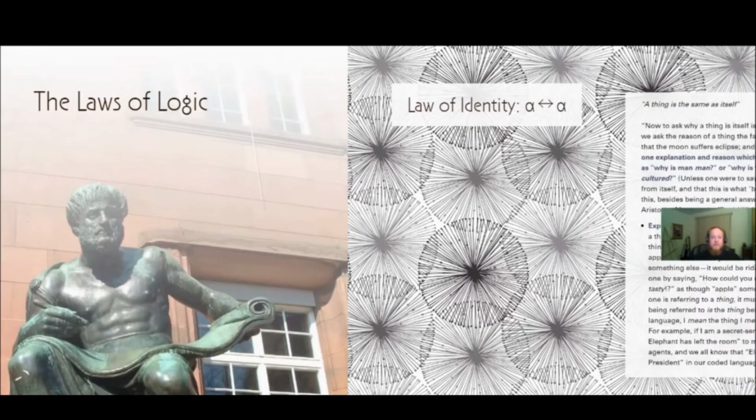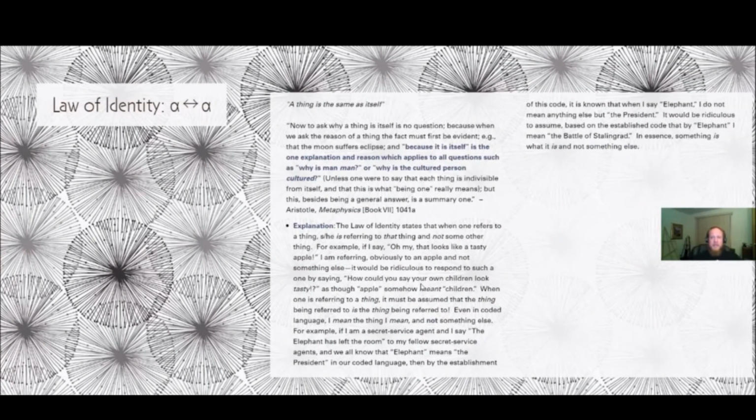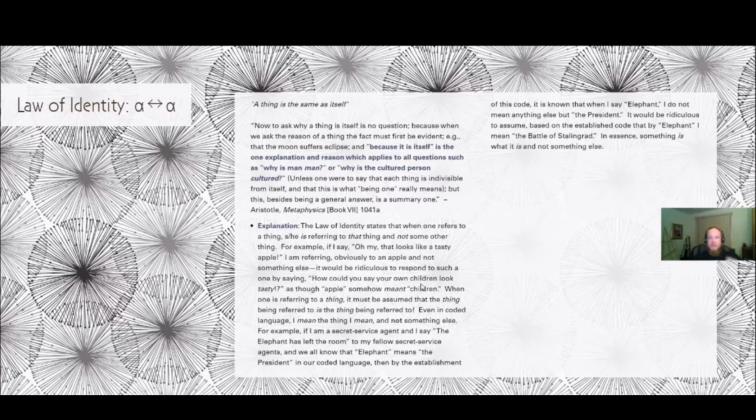The first one is the law of identity. And this one is probably the most simple, and here's what Aristotle means when he says these things are obvious. The law of identity is simply that a thing is the same as itself. What does that mean? It really is as simple as it sounds. So here's a quote from Aristotle's Metaphysics that I have here.